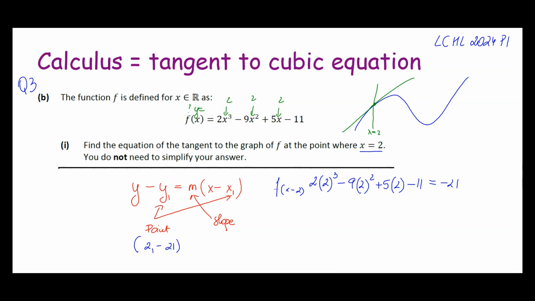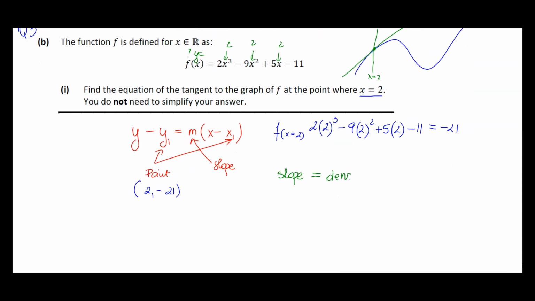Now, what about the slope? So here, the idea that very often is used is that the slope of the function and the slope of the tangent, therefore, at a specific point is the same as the value of the derivative at that same point. So if I can find the value of the derivative at x equals 2, therefore, that will be the value of the slope. Okay, so I just need a derivative.